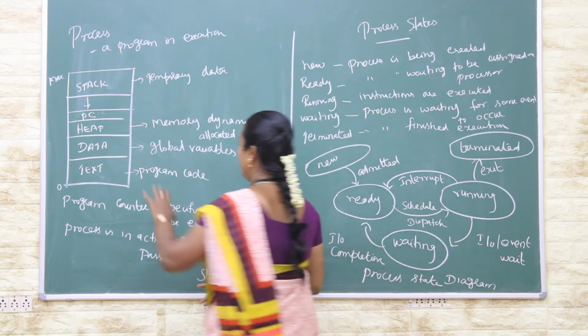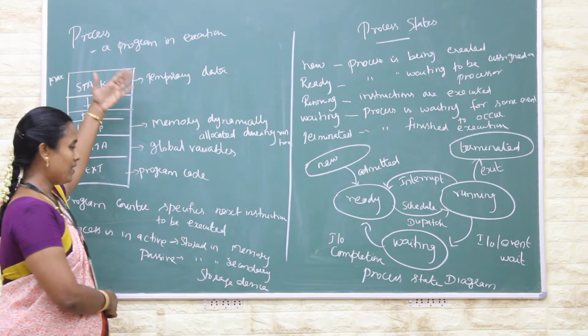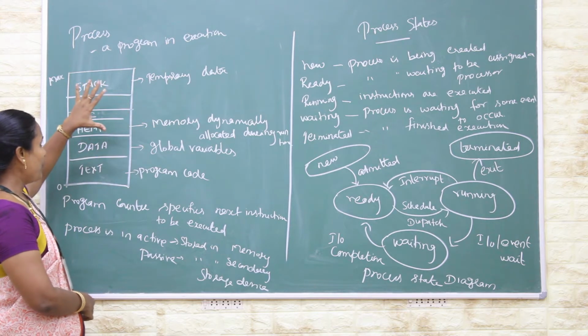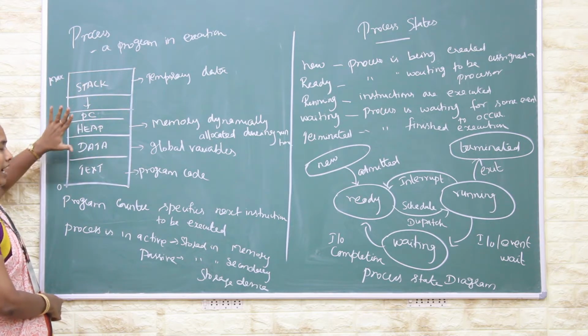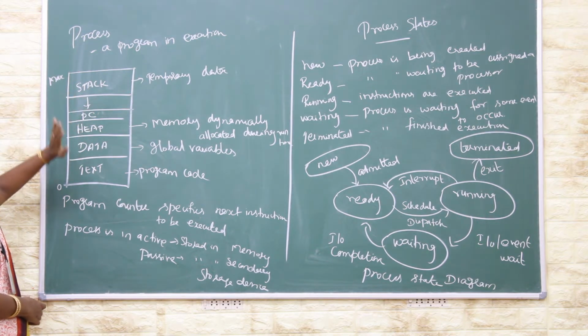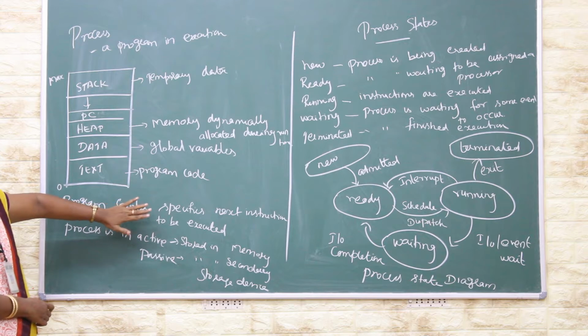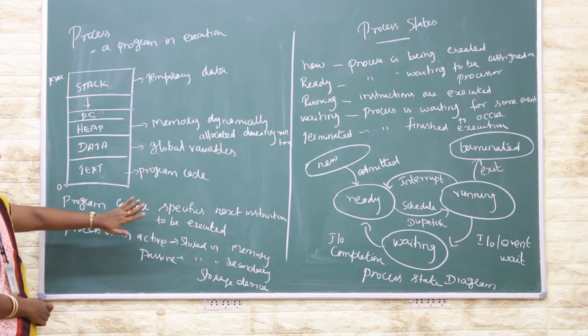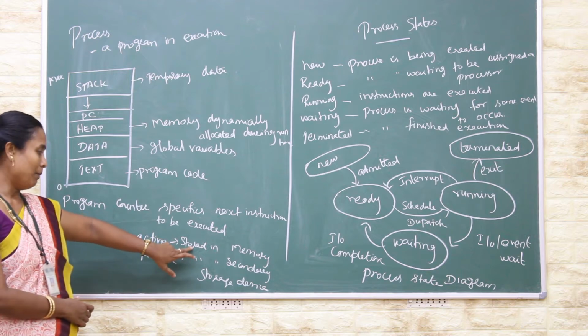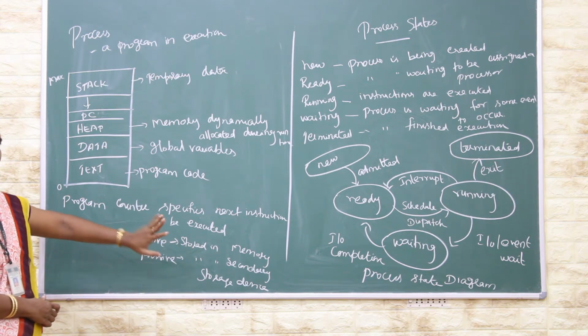Here we specified what a process is: a program in execution. Then we listed the sections each process contains, and I already explained the specification of each section. Next, the program counter specifies the next instruction to be executed by the operating system. Then finally, a process is in one of two states: active means stored in memory, passive means stored in secondary storage.